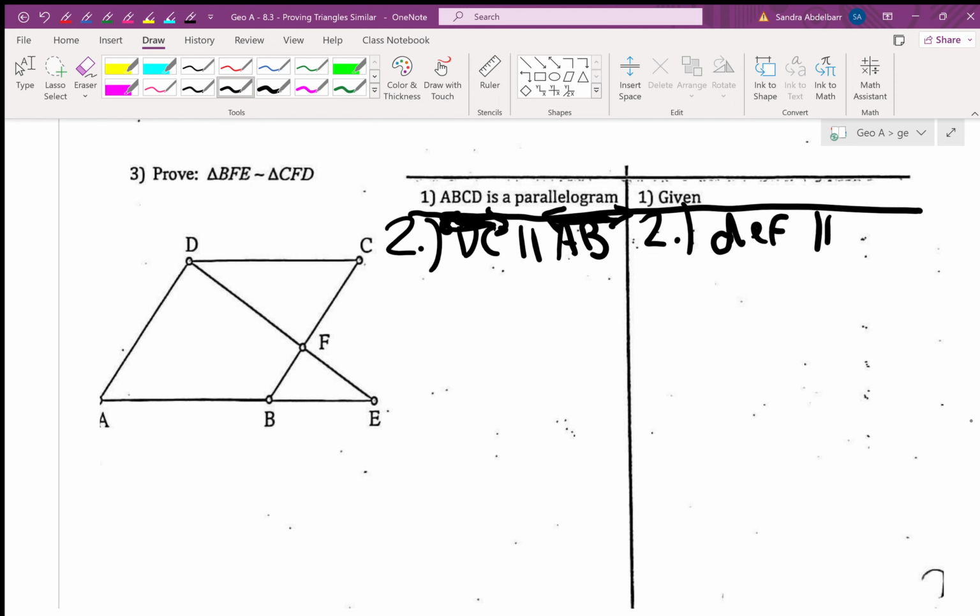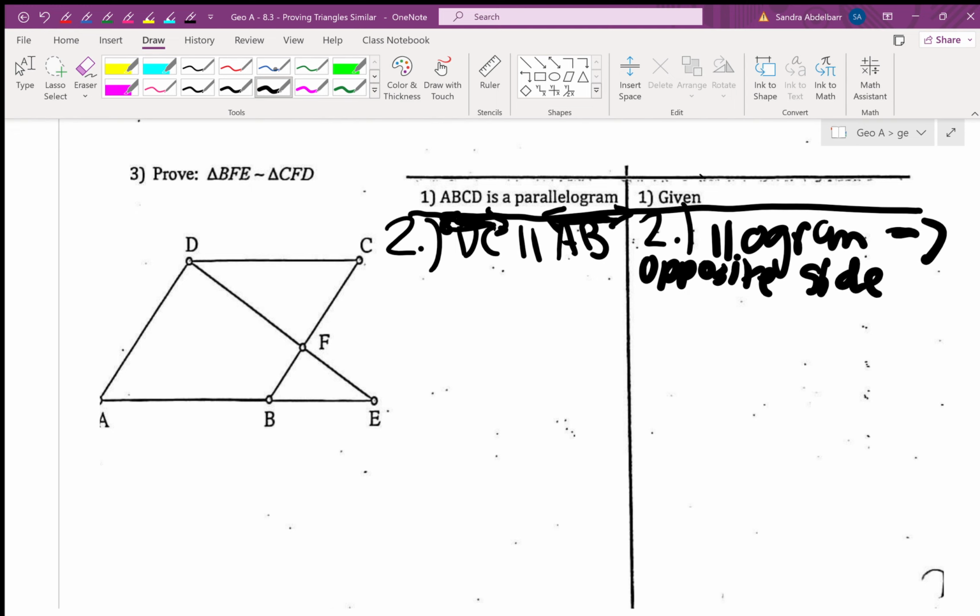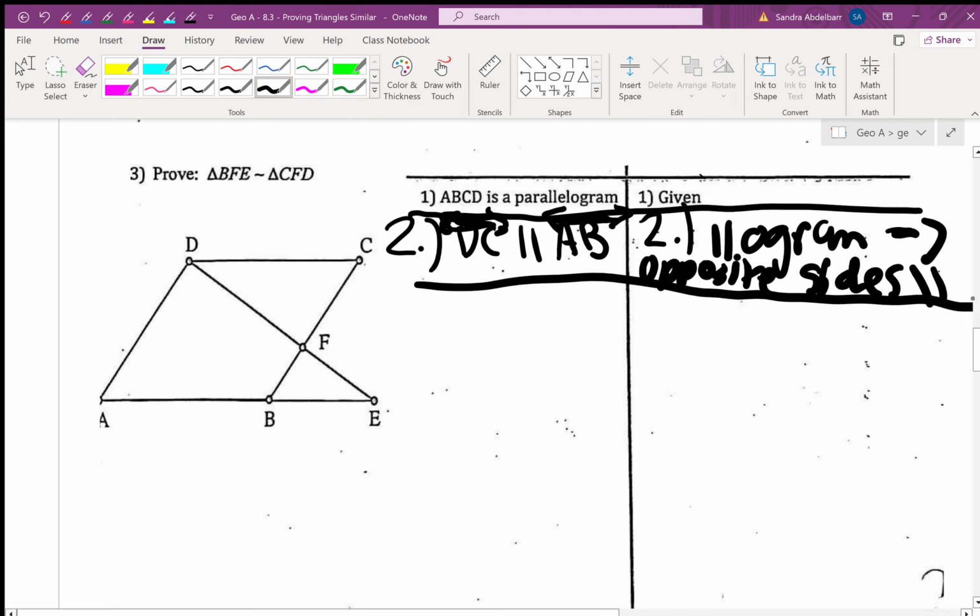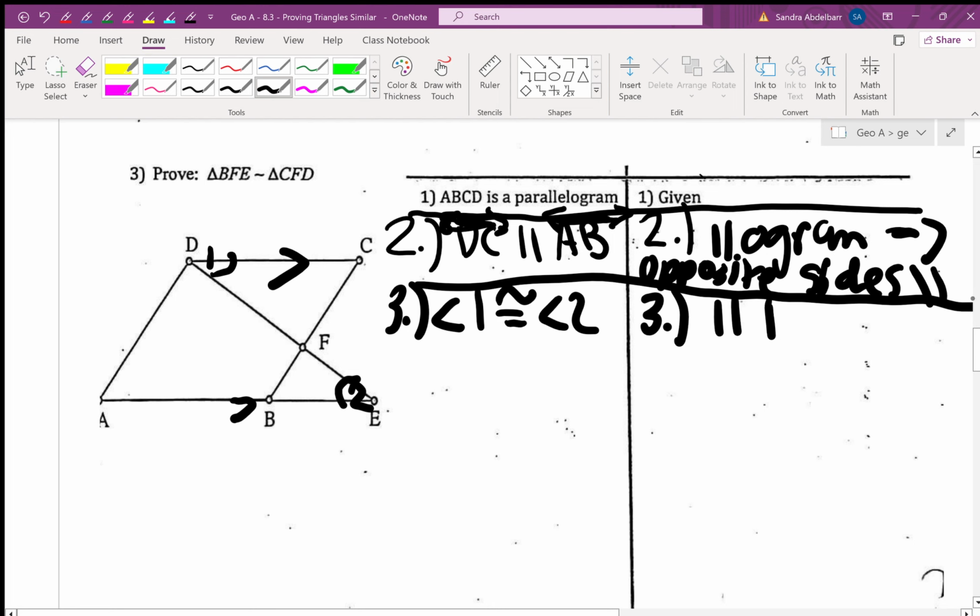That's the definition of parallelogram. There's no definition; parallelogram yields opposite sides parallel. And then I said angle 2 is congruent to angle 1, and parallel lines yield alternate interior angles congruent.